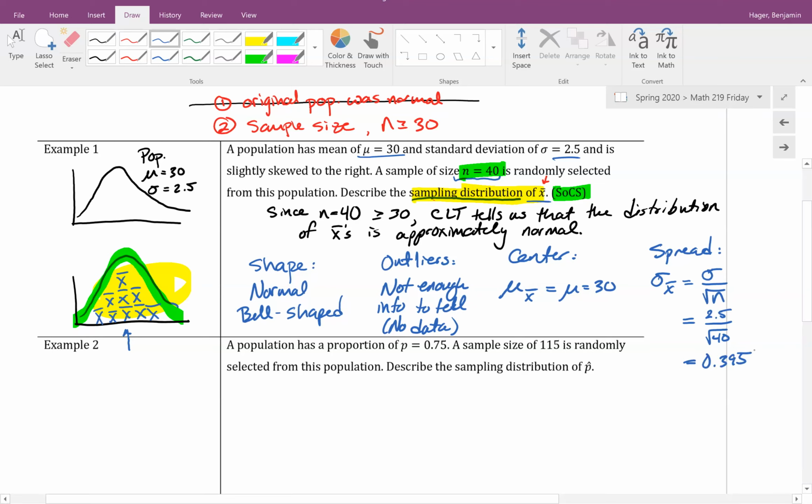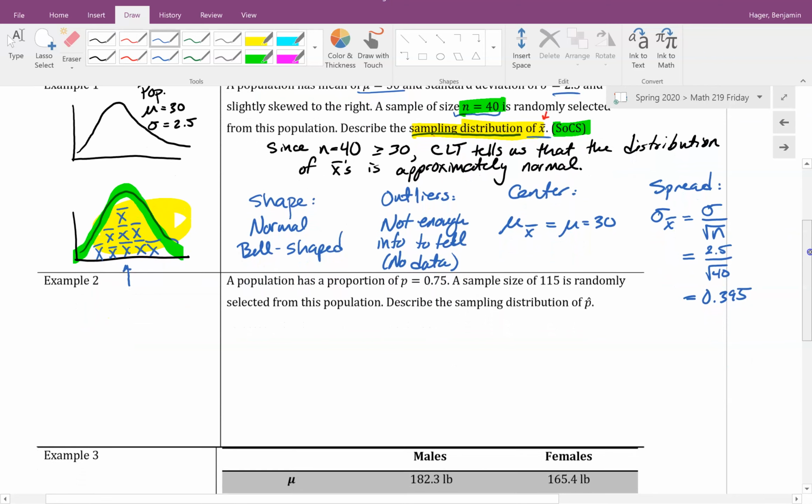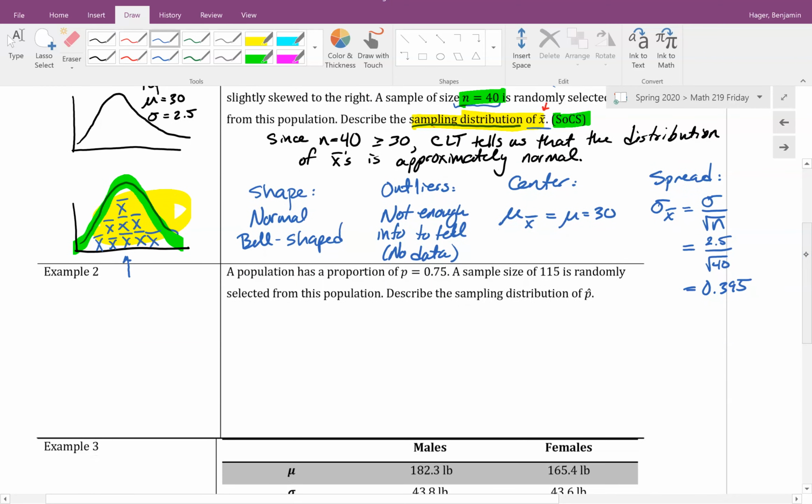That would be my spread, the standard deviation of this sampling distribution. Okay, let's try this next one. I think the same idea. It says a population this time has a proportion of p equals 0.75. A sample size of 115 is randomly selected from the population. Describe the sampling distribution of p hat.